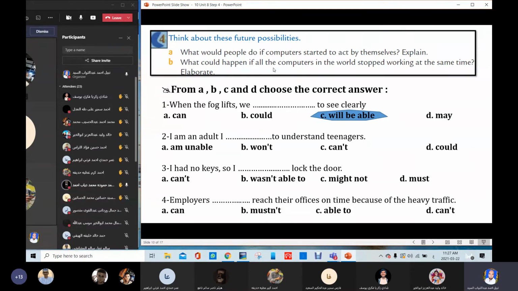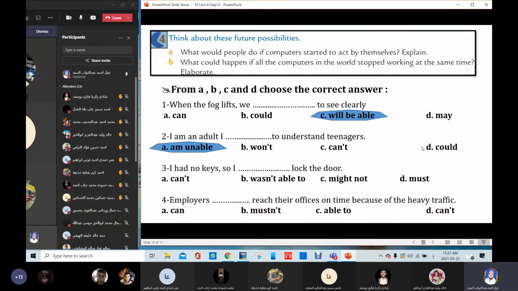Okay, Muhammad Hamouda. I am an adult. I am unable to understand teenagers. Very good, Muhammad. After won't, can't, and could, we don't use "to." We use won't, can't, and could plus the infinitive without to. This is negative. "I am unable to understand" means "I can't understand." If you want to say can't, you have to delete "to." I am an adult and I can't understand teenagers. Thank you, Muhammad.